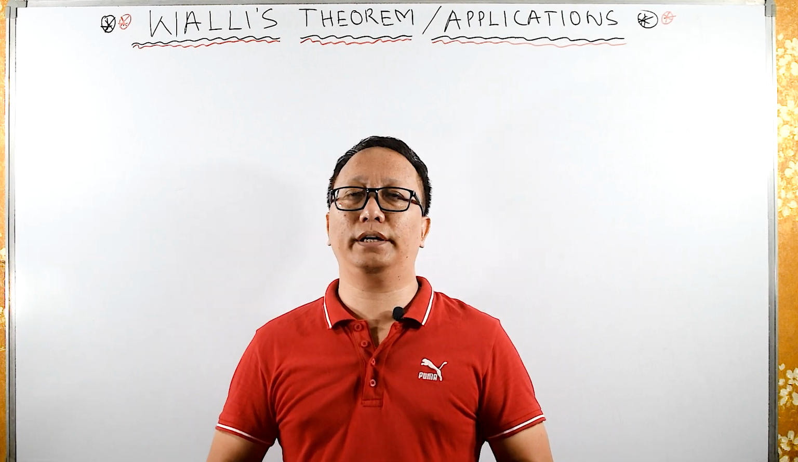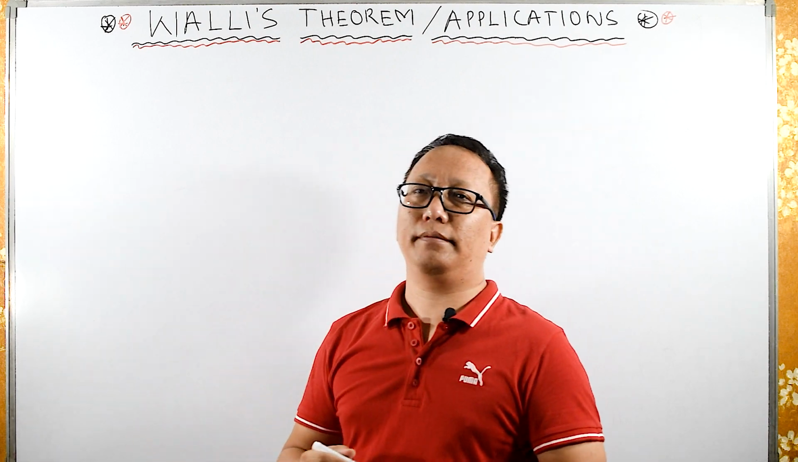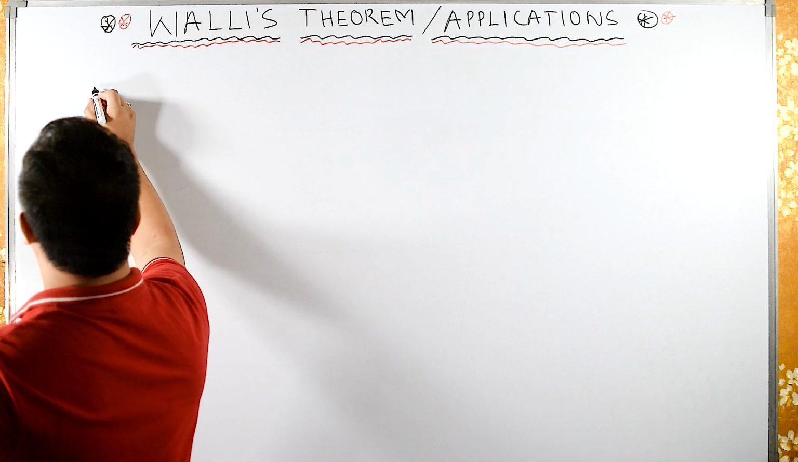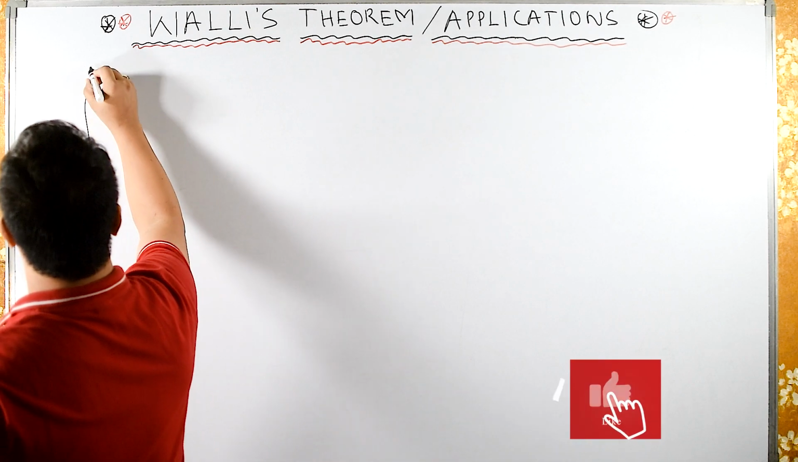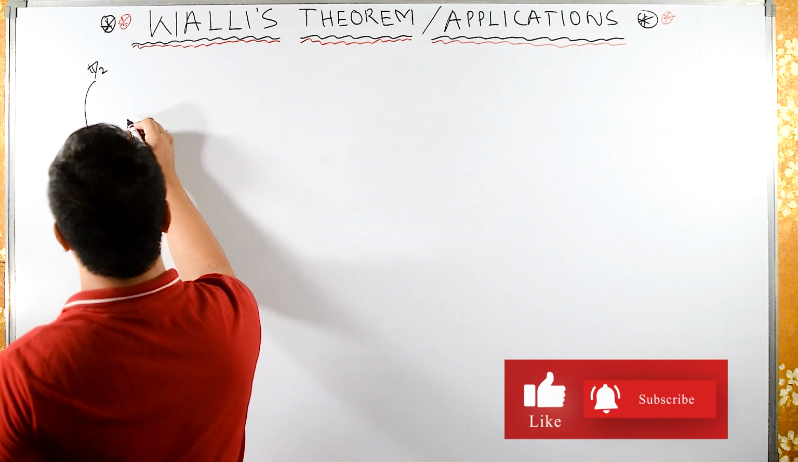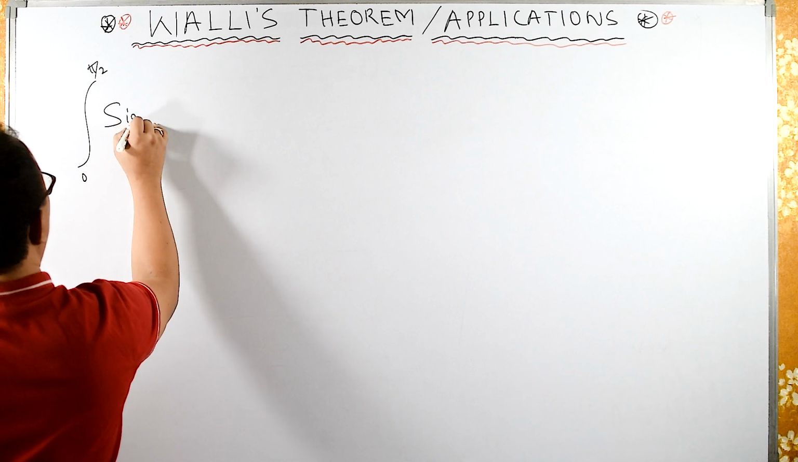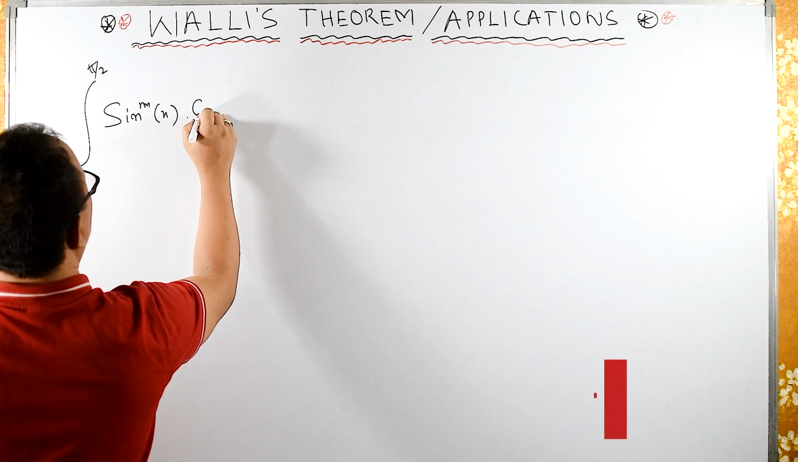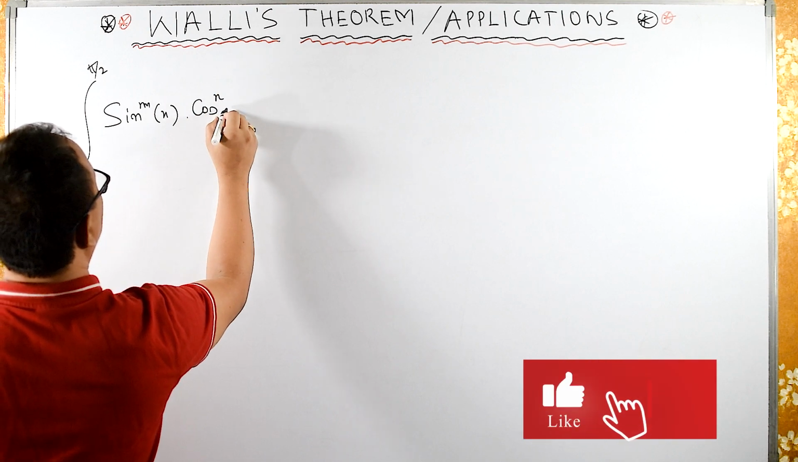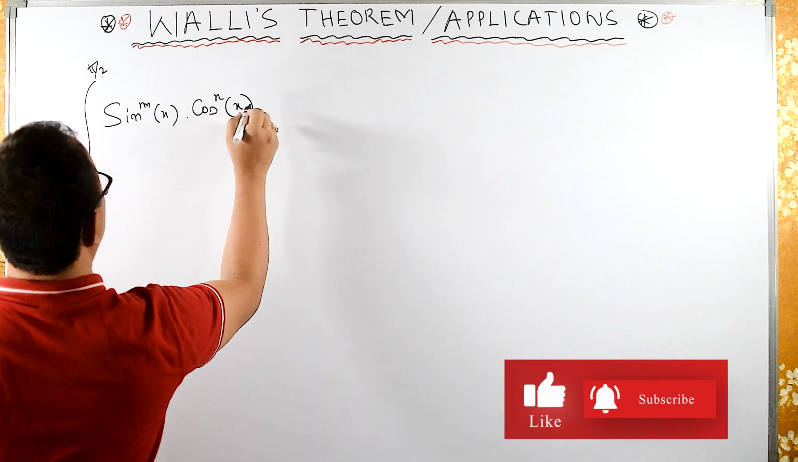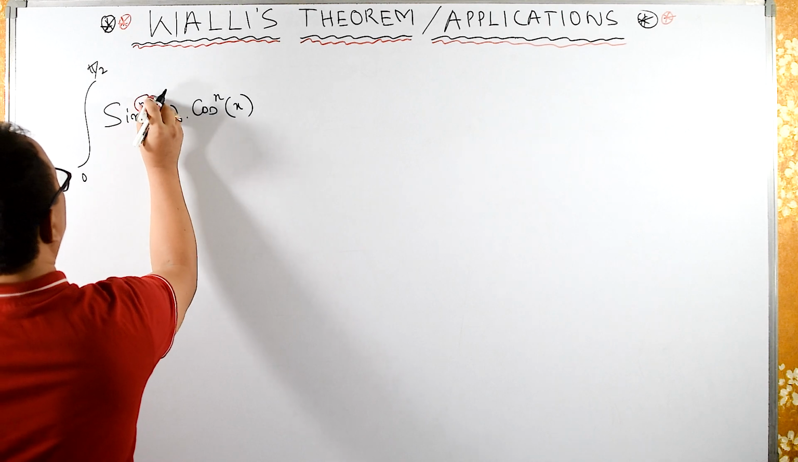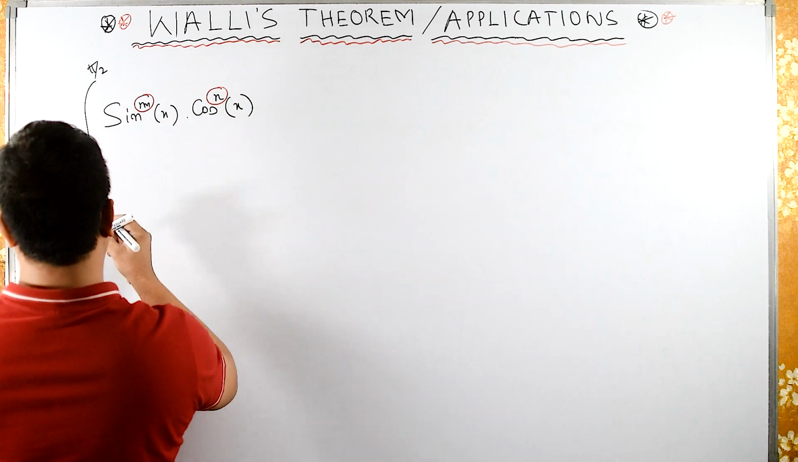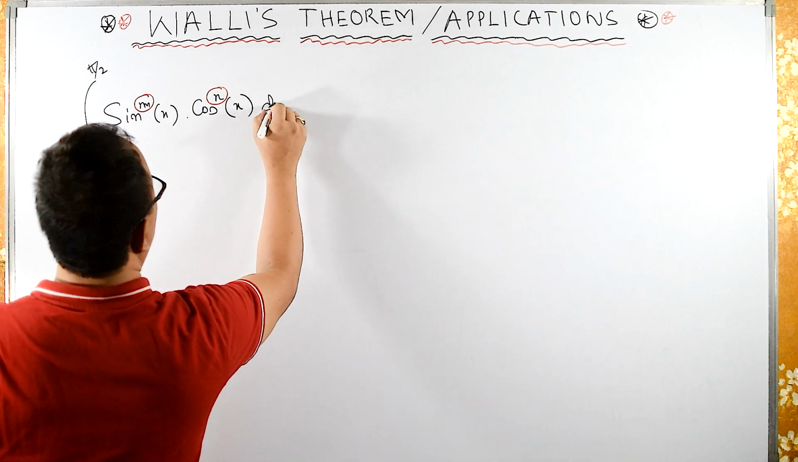I will be speaking today about Wallis Theorem. It is applicable when we have the integral from 0 to pi by 2 of sine of any index as well as cos of any index of x. Here we have m over here, we have n over here, dx.